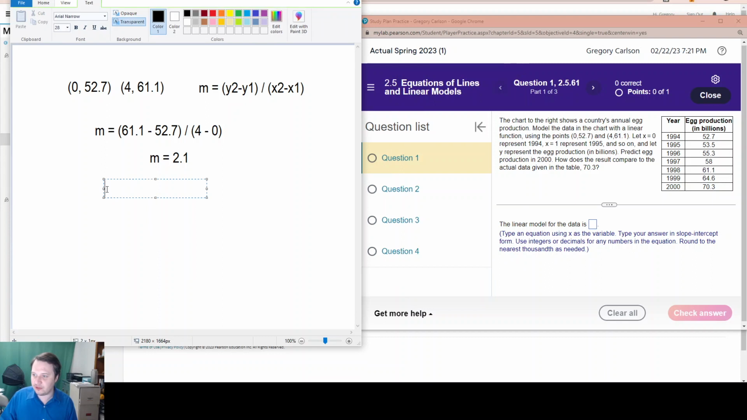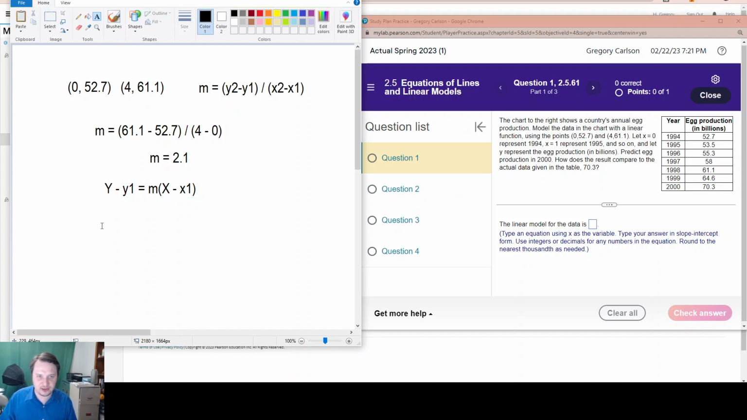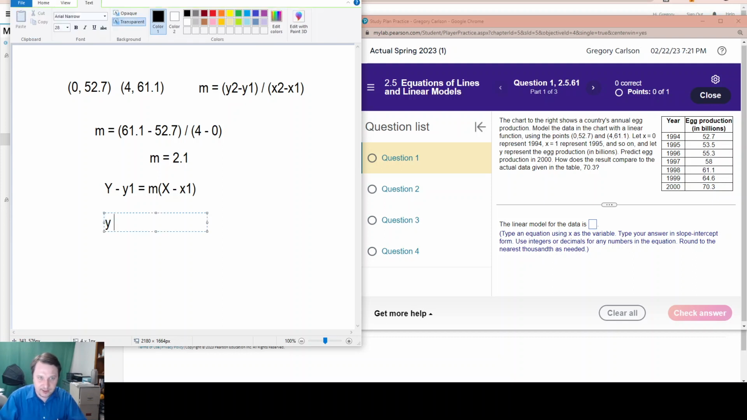Now we can use the other equation. Actually, I remember it's big Y minus little y equals m times big X minus little x. And that's how we can get the equation. So I'm going to pick the first point. Whatever, I'll pick the second point. So that's going to be y minus 61.1. You get the same answer either way. Equals 2.1 times x minus 4.